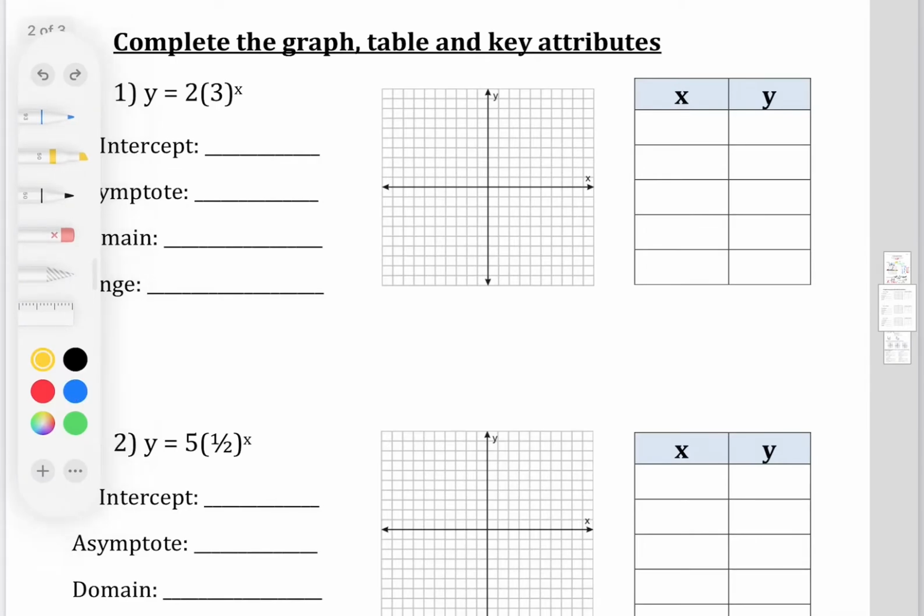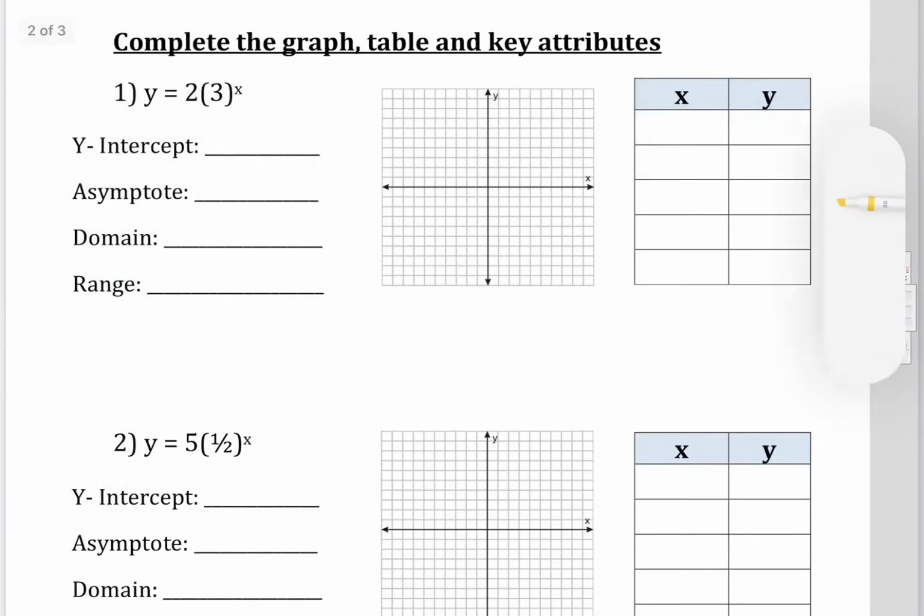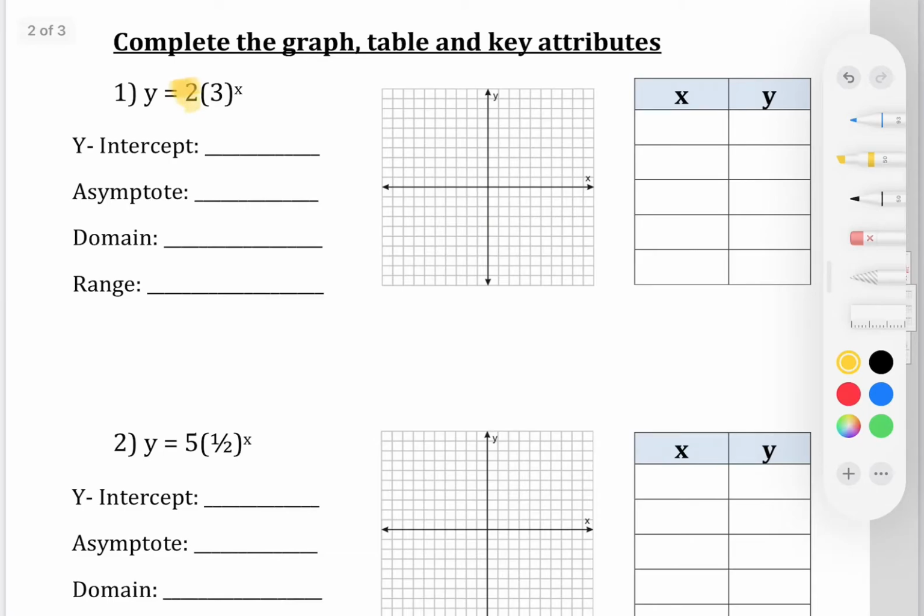So in number 1, what we know is the word y-intercept. The y-intercept of this graph is the initial value. The initial value is where we start at 0, 2. On my table, I'm going to put 0, 2. I'll let my x's keep going. My asymptote is always y equals. My domain, you'll see it in a second, and range, you'll see in a second.